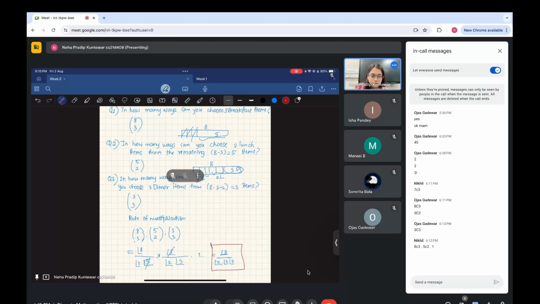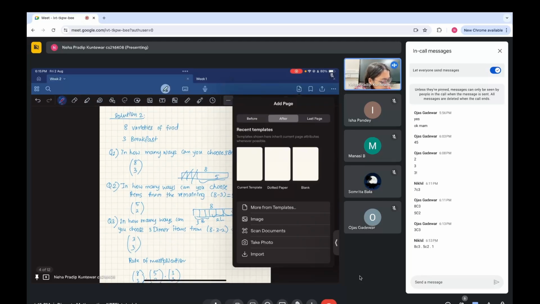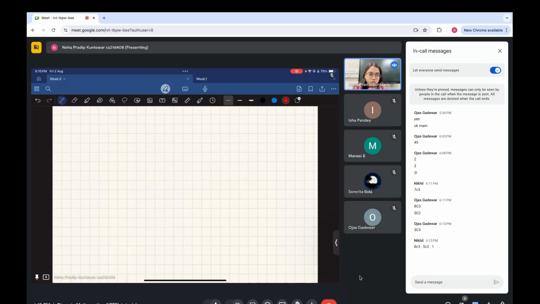Okay, good. So if that is fine, then what we will do is look at the approach that Ojas was pointing out. So we will try to solve this using the stars and bars approach.